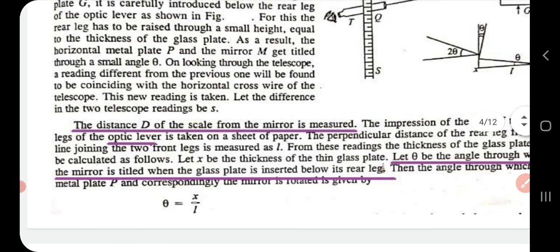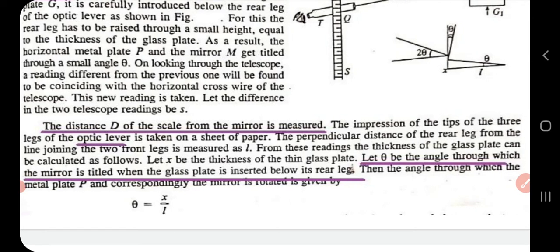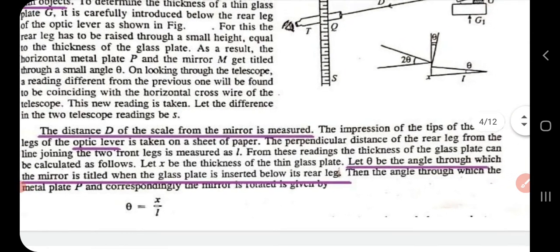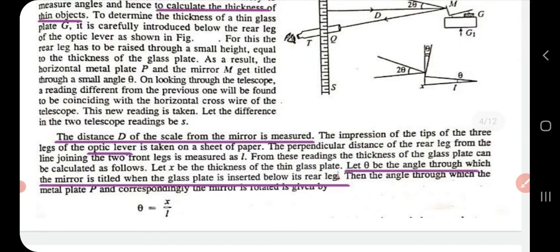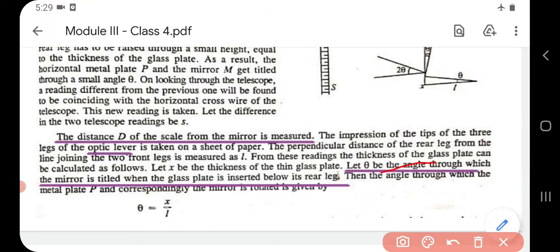Next, the distance D of the telescope from the mirror is measured, and after that you take the impression of the tips of the 3 legs of the optic lever on a sheet of paper. The perpendicular distance of the rear leg from the line joining the two front legs is measured as L. I already told you that the optic lever is a device with 3 legs. You just take an impression of that device on a white paper.